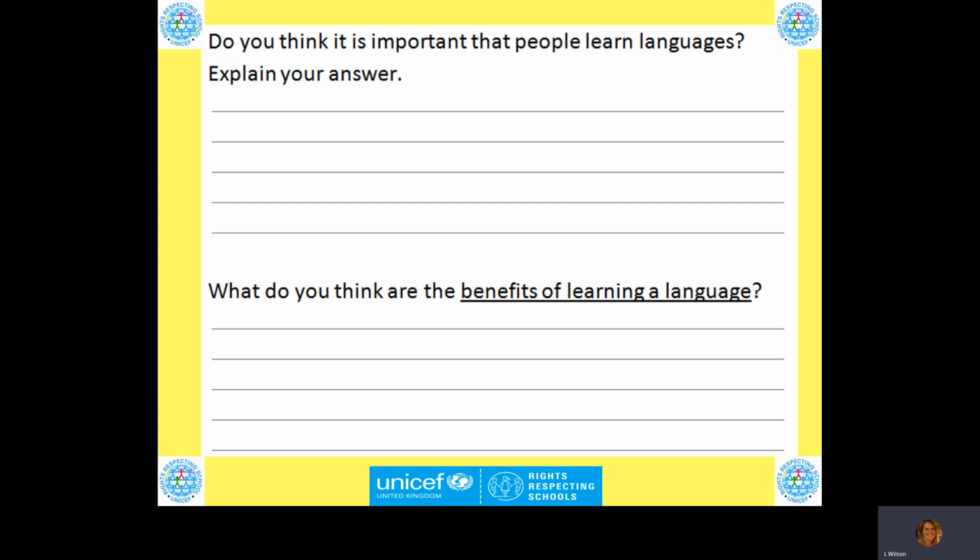And then we're going to have a look at what might the opportunities be for learning a language. So at the moment, think about what are the benefits and why is it important?